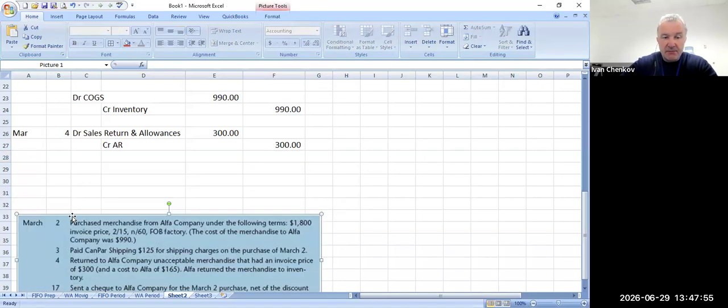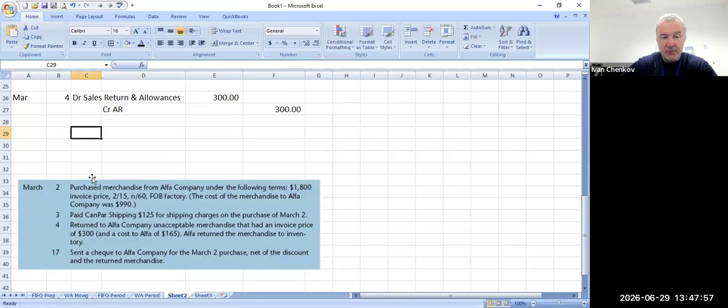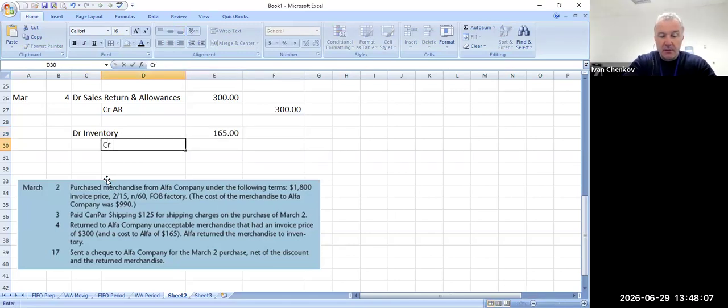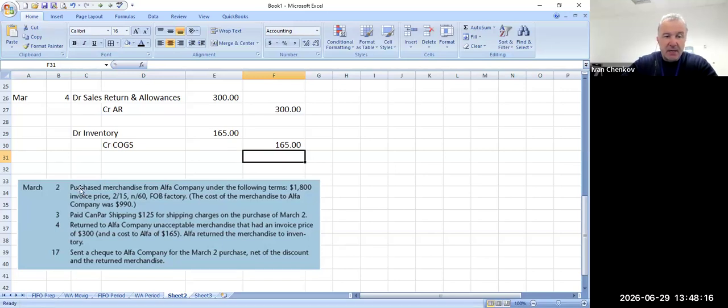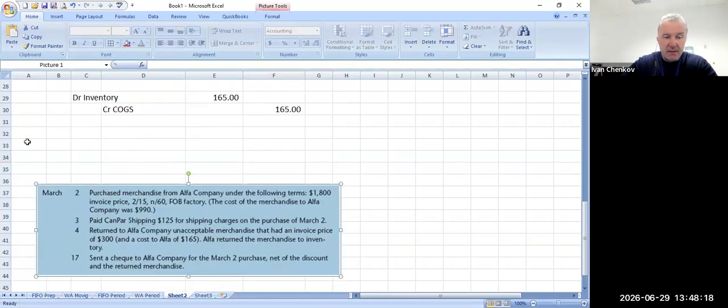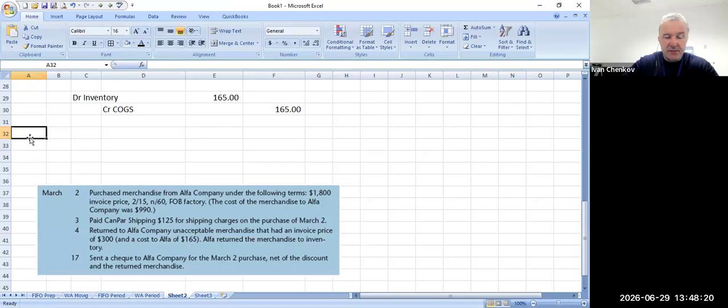Now we have the items, right? They send it to us. Now we have to put it back to our inventory, debit inventory with 165, and we have to reduce our cost of goods sold with 165. Okay, that's perfect. Now March 17 comes and we receive the cash. That will be March 17, and we're getting the cash.